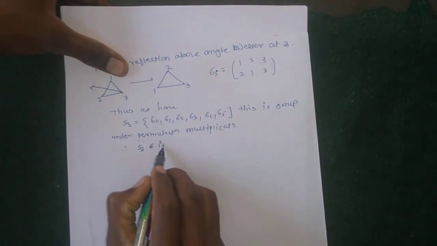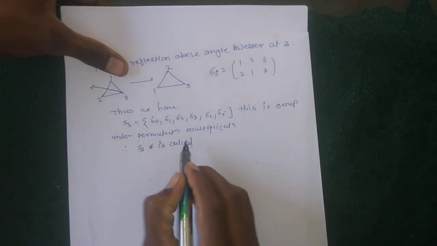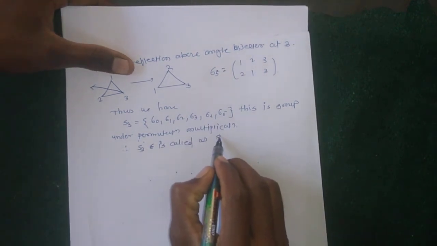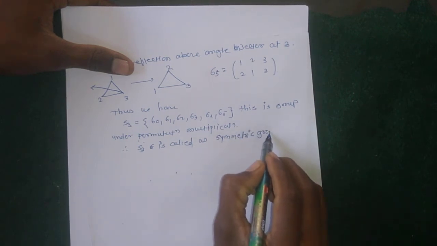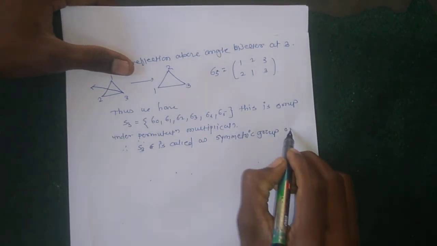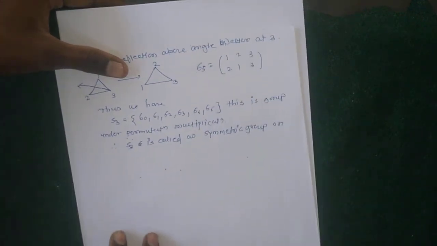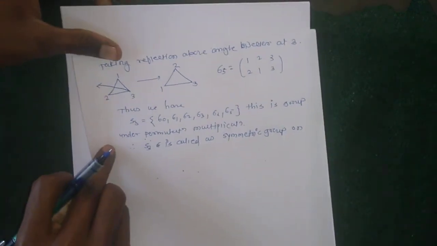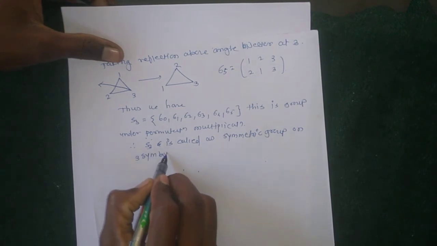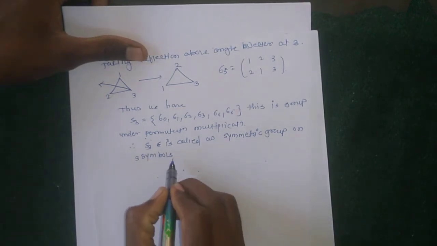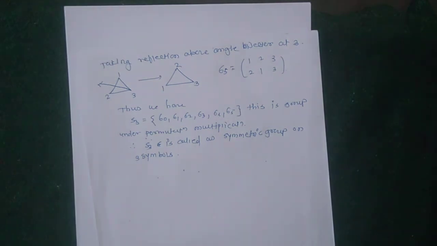So S3 is called the symmetric group. S3 is called the symmetric group on 3 symbols. S3 is a symmetric group which contains 3 symbols. This is one example, of an equilateral triangle.